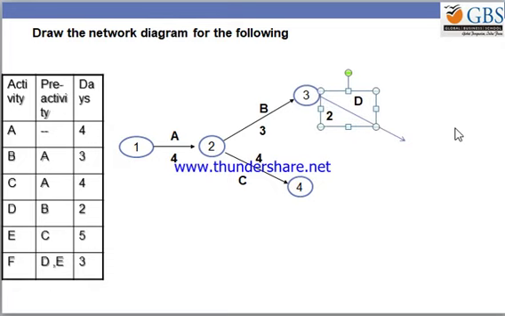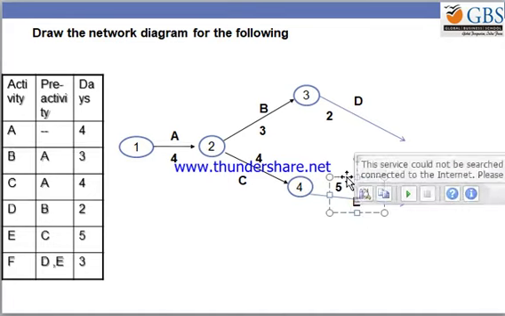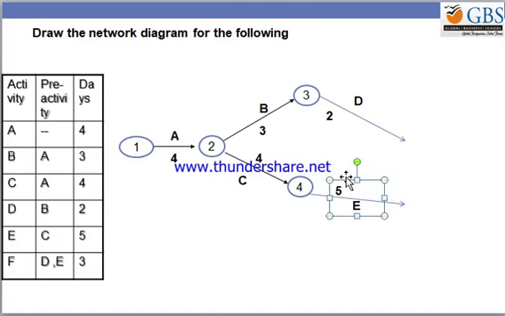Now I have another activity, E, which starts from activity C. I'm going to draw E here. What is the duration of E? It is 5 days. Now, but look at activity F. F will be taken only after E and D are done. E and D will be done.